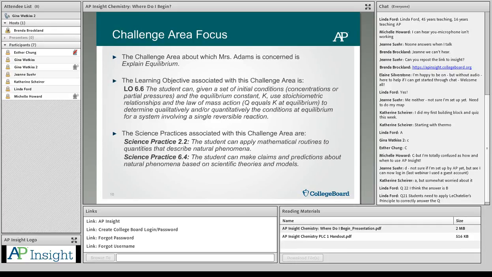All right. So these are the learning objectives, again, which is LO 6.6. And 21 is an excellent example of how the students need to understand Q and how it's changing as the temperature changes, which then affects the value of K. And of course, the two science practices are what the students need to have skills in. Okay?